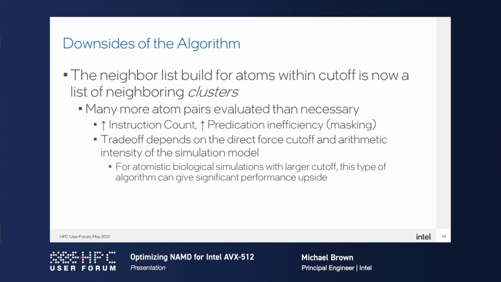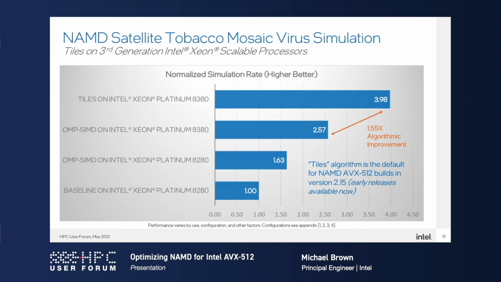The trade-off here depends on the direct force cutoff and the arithmetic intensity of the simulation model. For atomistic biological simulations with larger cutoff, this type of algorithm can give significant performance upside, as we see on the next slide. Here, we see an additional 1.55x improvement from optimizing for memory access with the tiles algorithm on 3rd generation Xeon processors.